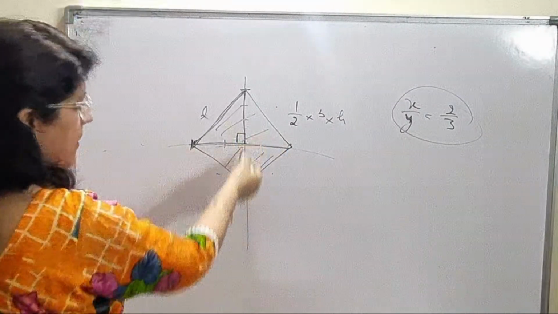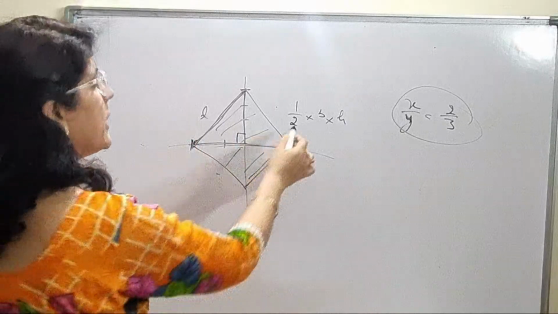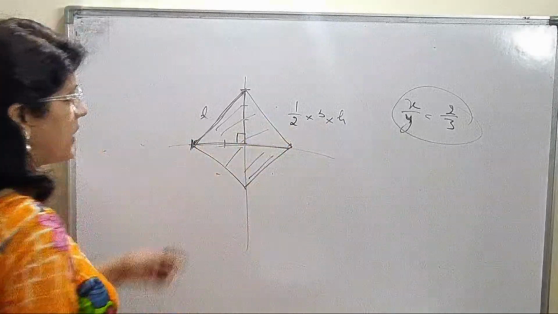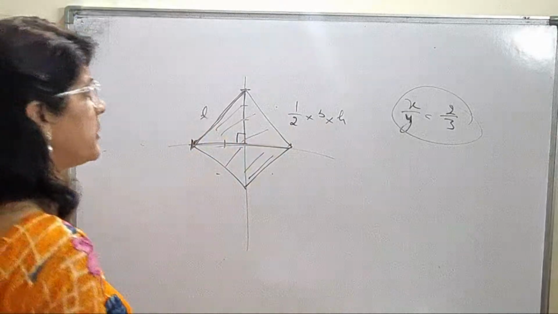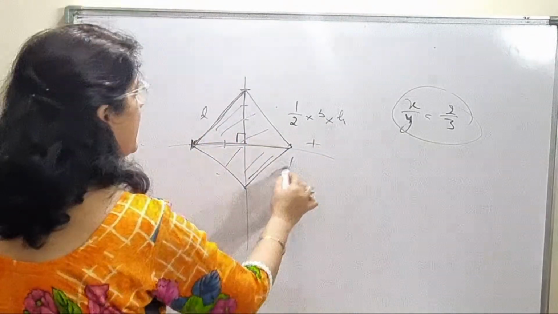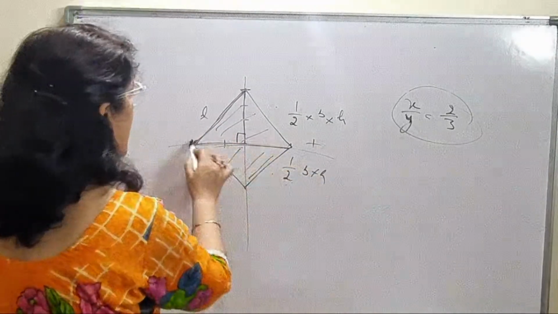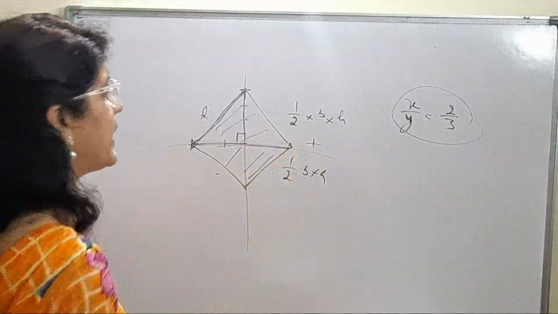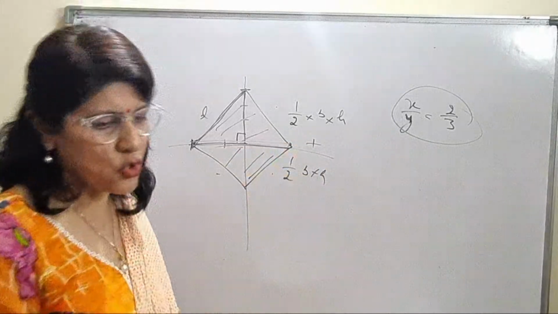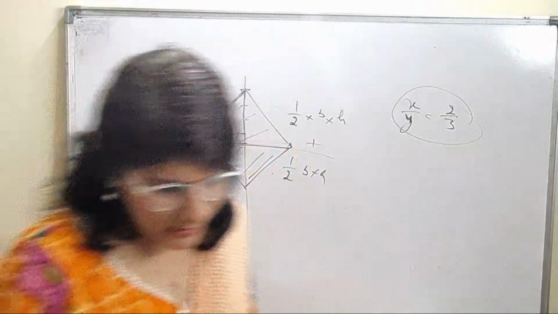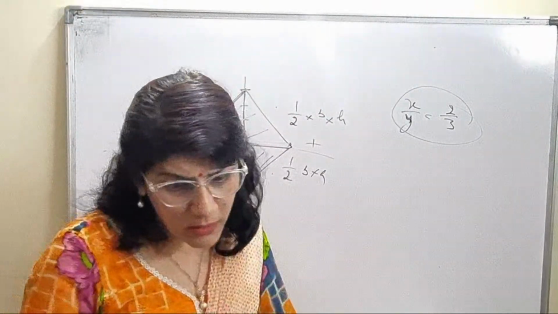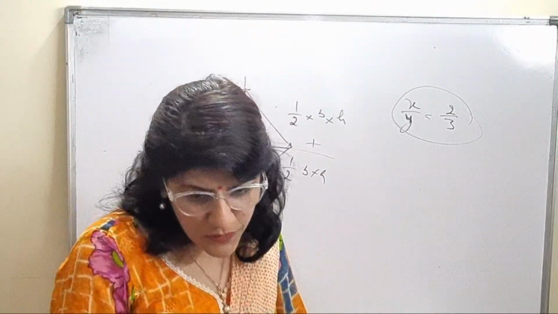If it is a same-sided triangle, then you can simply use B into H. You can take the parallelogram or rhombus formula, B into H, also. Because half B into H for the upper triangle plus half B into H for the lower triangle, you will get the value as B into H only. So area calculation can be asked in reflection questions.